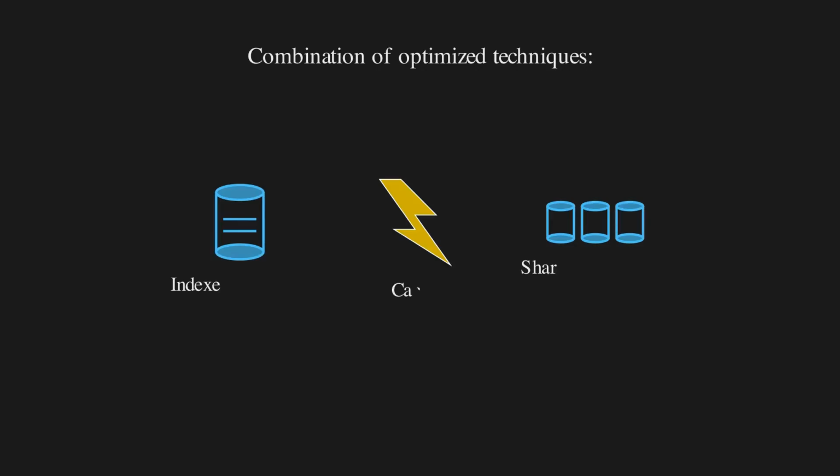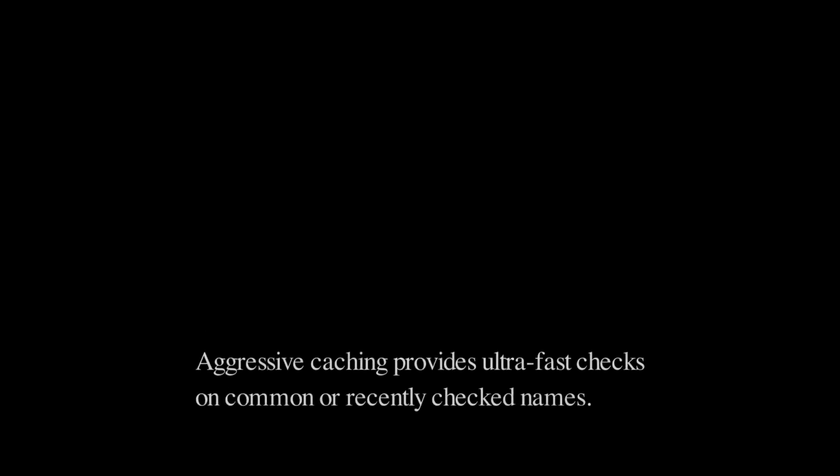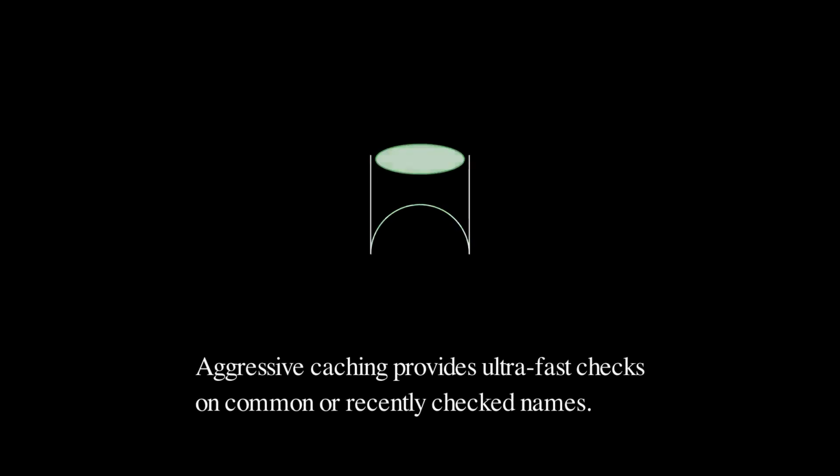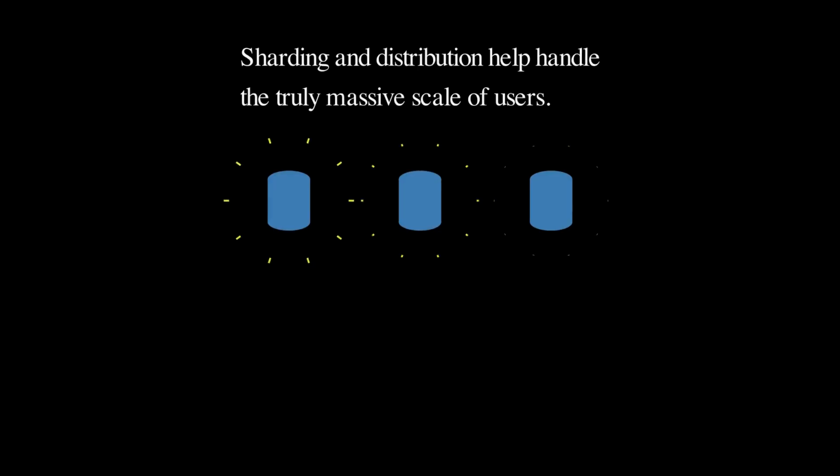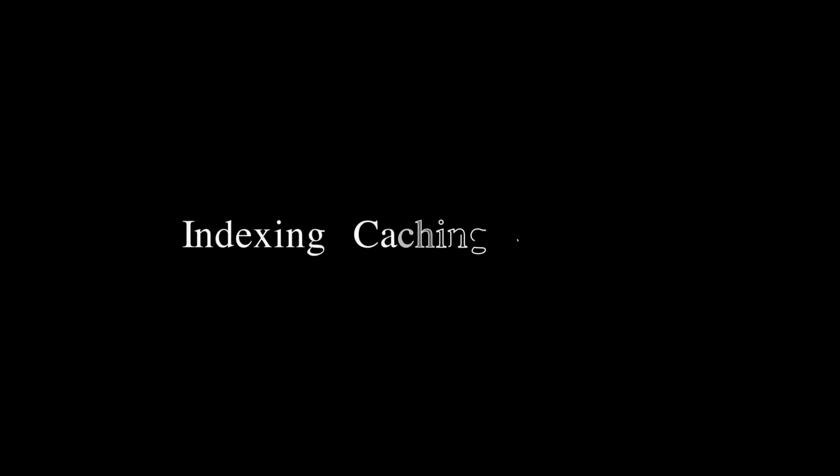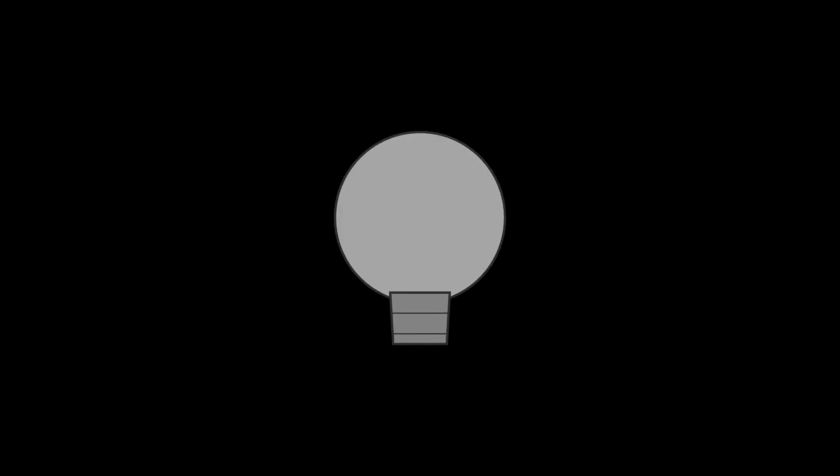So it is not one single trick, but a combination of optimized indexed databases for core lookups. Aggressive caching provides ultra-fast checks on common or recently checked names. Sharding and distribution help to handle the truly massive scale of users. This layered approach allows tech giants to give sub-second feedback even with billions of users. Pretty cool, right? It is a perfect example of how system design solves huge challenges at scale.